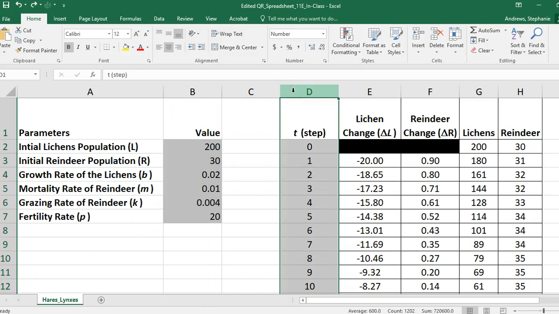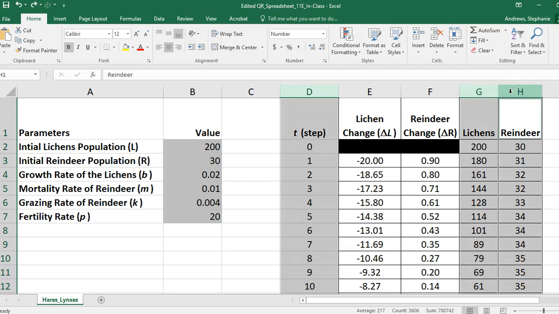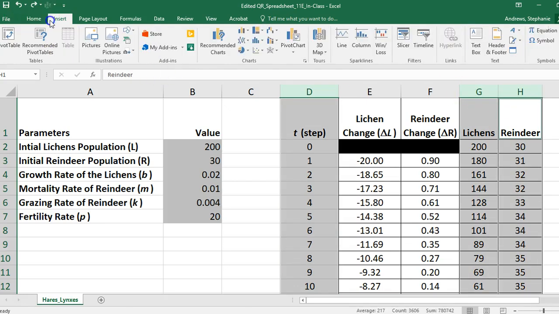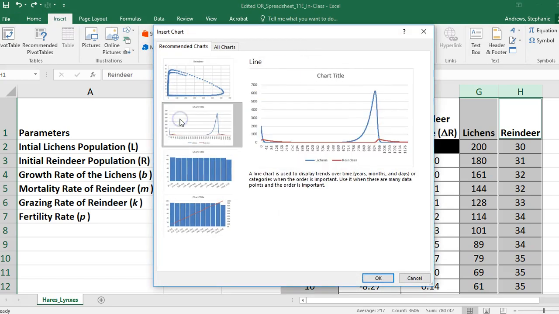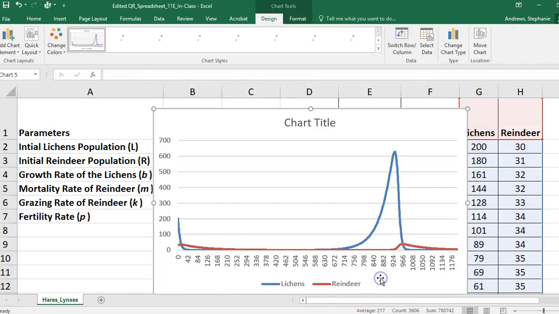So I'm going to highlight column D to get the steps. I'm going to hold down the control button and then hit columns G and H. I'll go up to Insert, click on Charts. It'll probably give me a recommended chart, and if not, let's go with the line. And then look what's happening.